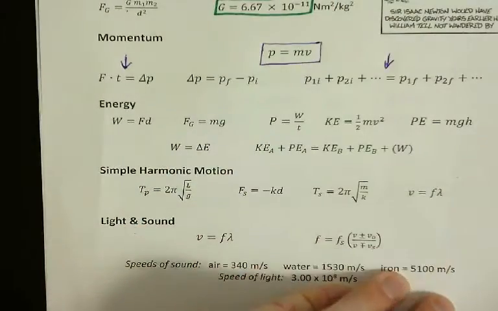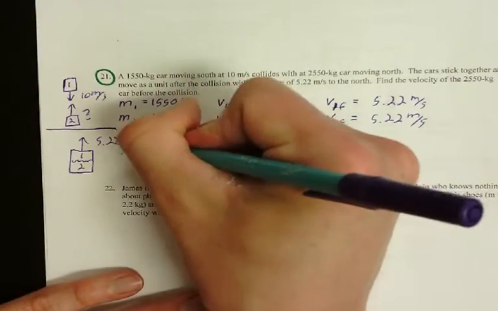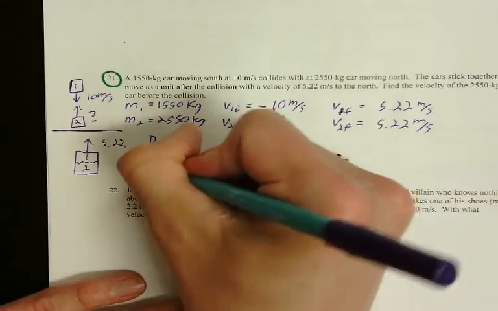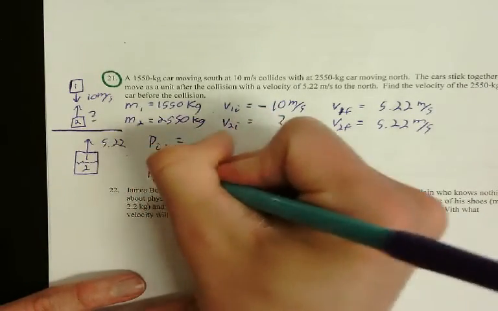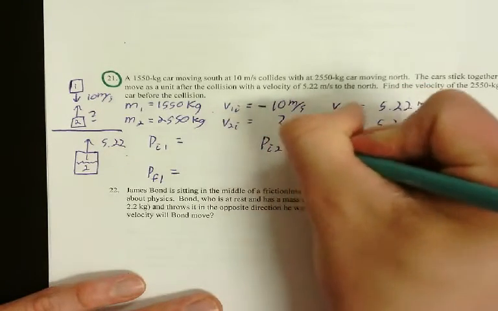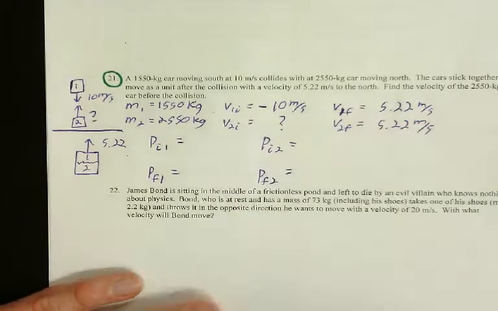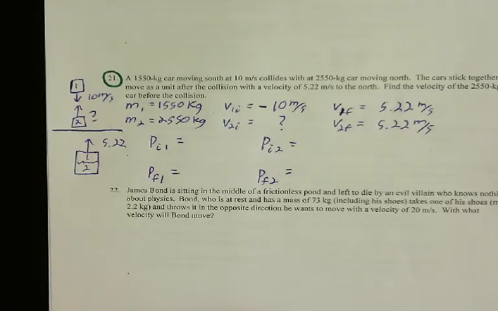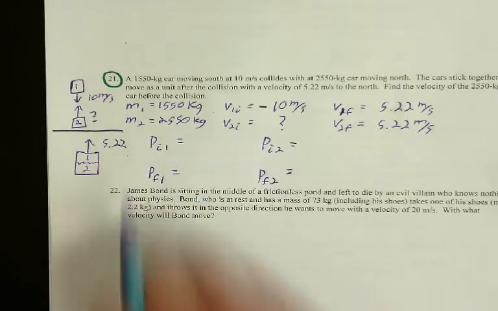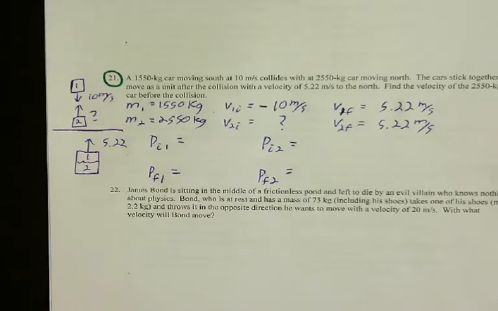So I'm going to do that for all of those. So momentum initial for 1, momentum final for 1, momentum initial for 2, momentum final for 2, equals. And I'm just going to do P equals mv for all of those. Okay? So P equals mass times velocity. So you might be saying to yourself, well, Mr. B, we got a lot of masses and a lot of velocities. Which ones do I use?